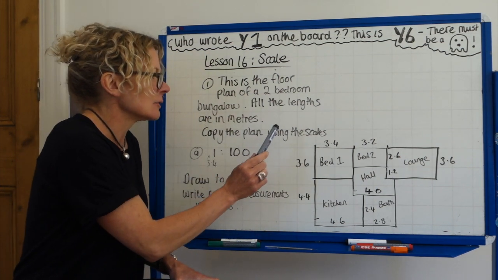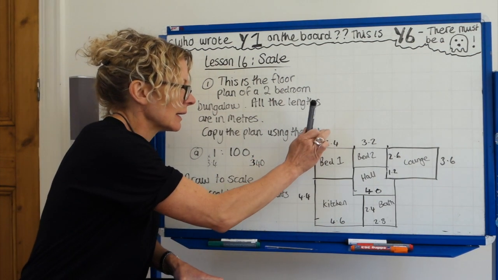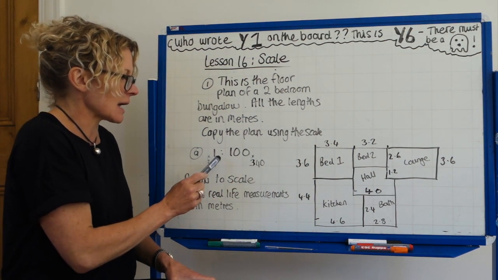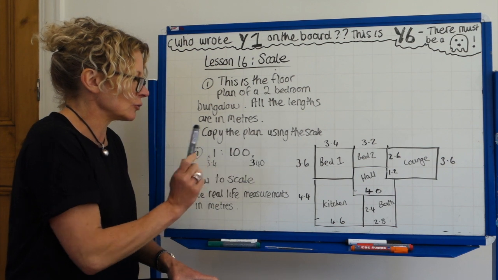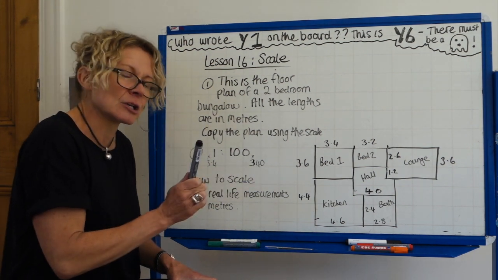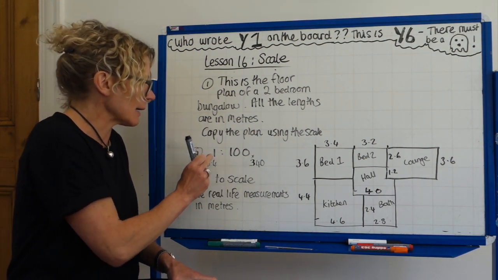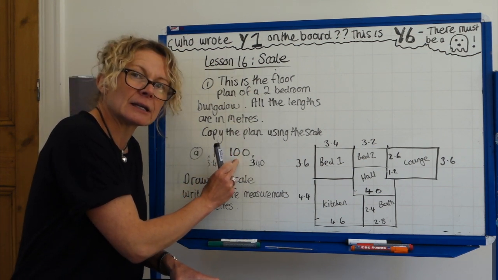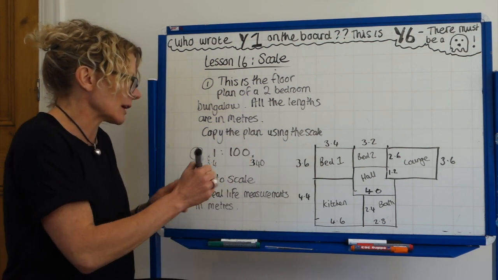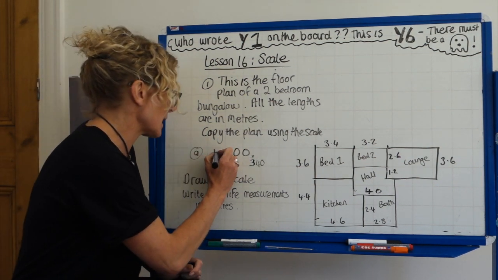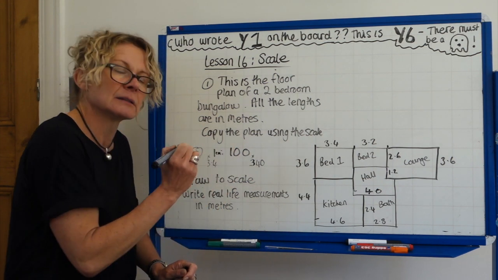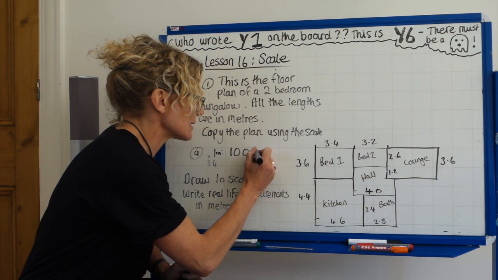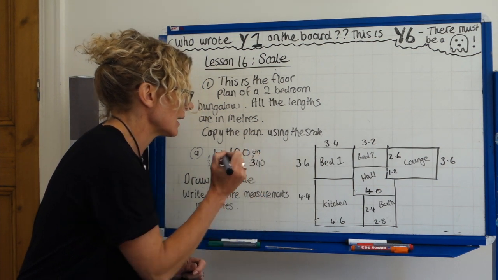Copy the plan using the scale, okay? Not the scales, just the scale. Okay, so the scale is 1 to 100, okay? That is the ratio. So for every 1 that you measure out in real life, it equals 100. So let's have a look, think about that. Let's make it so the scale is for every 1 centimetre, you have 100 centimetres in real life, okay?